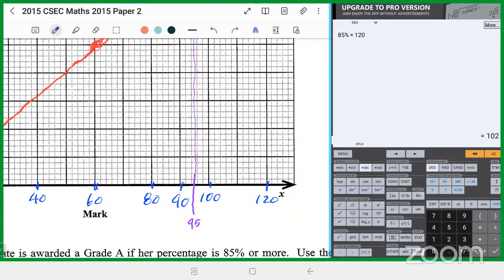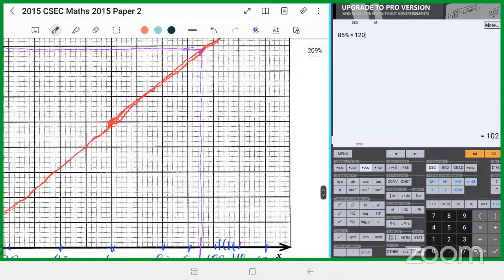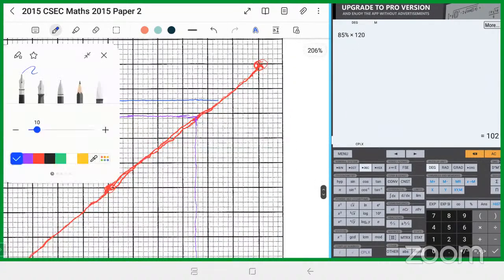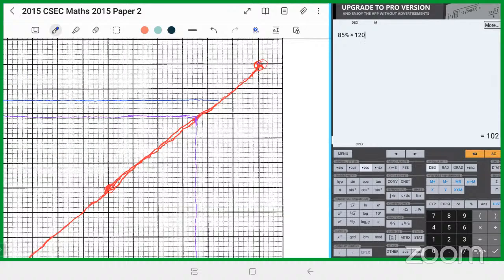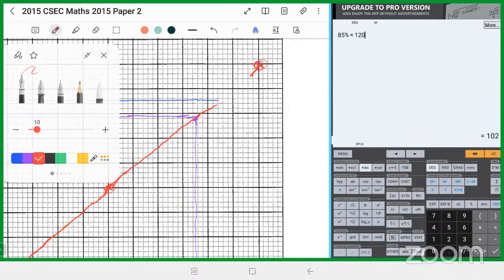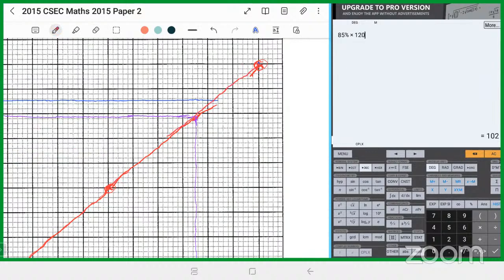So this is 100, 110. So this line will be 102. This line, 102. All right. So 102, 4, 6, 8, 10. I want 102. All right. So it means that this graph is supposed to be a little bit higher. This graph here is a little bit too low. It's supposed to be higher up here. That's where it's supposed to be, better.